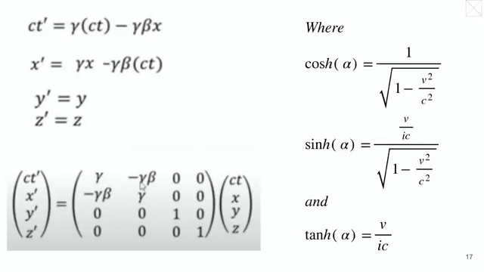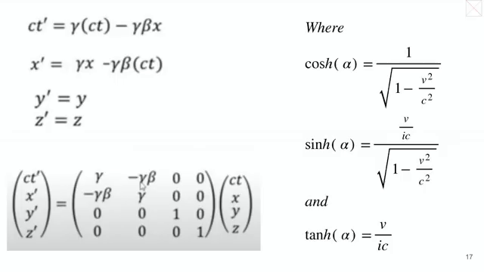Here you can see the rotation matrices for velocities along x. In other words, the Lorentz transformation is a rotation by an imaginary angle, where cos alpha equals gamma, and sin alpha equals beta gamma.